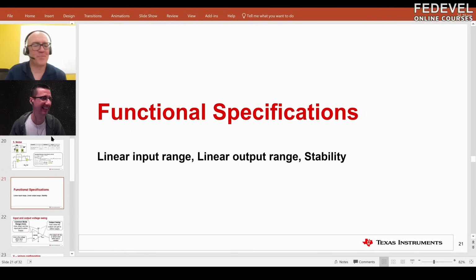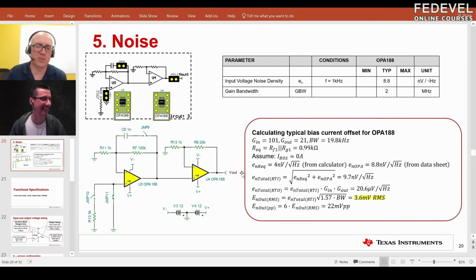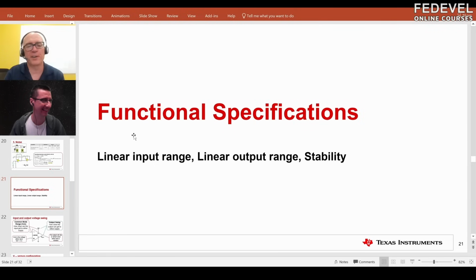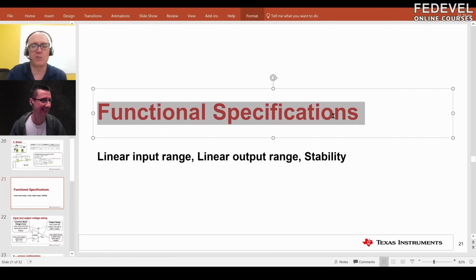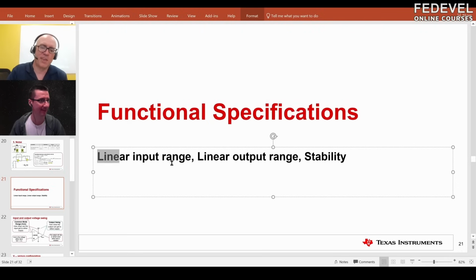Excellent. Okay. I mentioned distortion is another important one, but I'm not really showing that here. What we're going to do now is move on to the functional specifications. By functional specs, I mean things that if you violate them, the amplifier is really not going to function correctly at all. The input range, output range and stability are things that if you violate these, you're not going to damage the device, but it's not going to really act like an op amp.